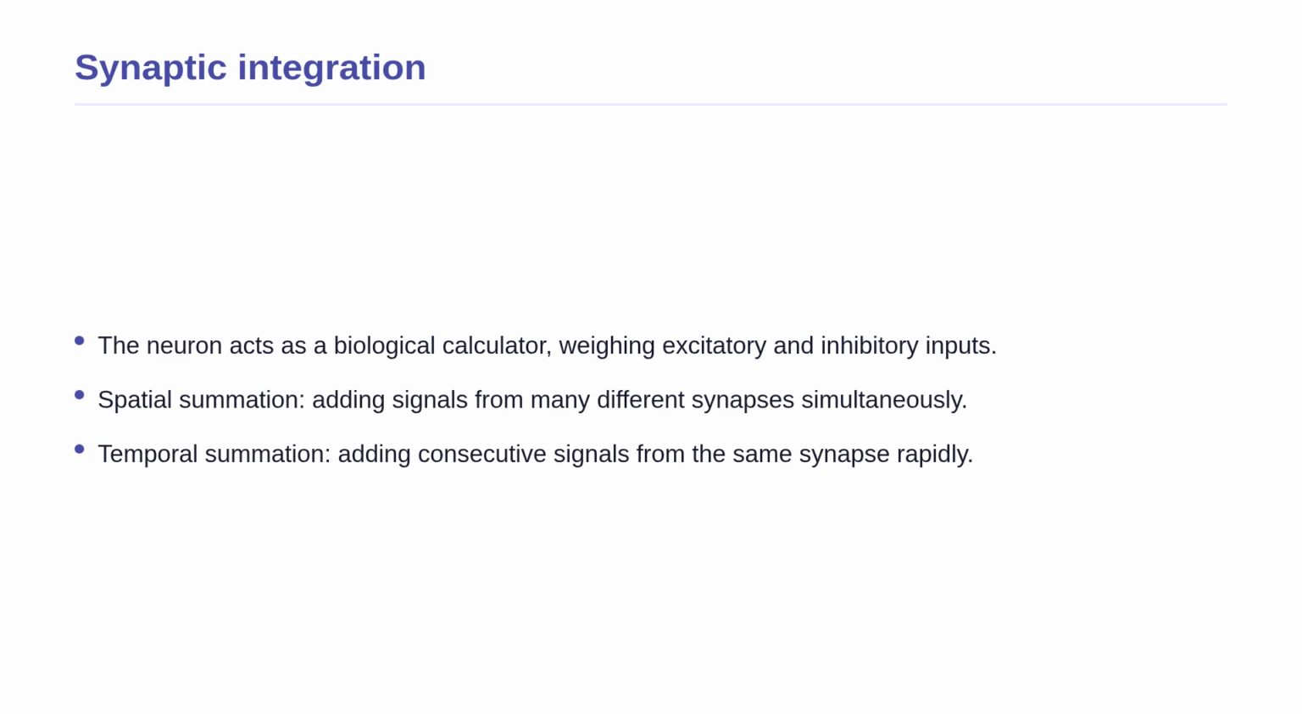Spatial summation is the adding together of signals generated simultaneously at many different synapses spread across the dendrites. Temporal summation is the adding together of consecutive signals generated at the exact same synapse in rapid succession. This integration is the very basis of neural computation and decision-making, allowing a single neuron to process complex, conflicting information from thousands of sources.